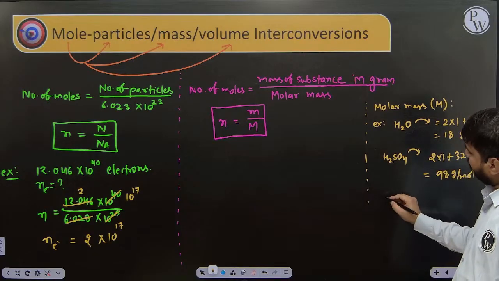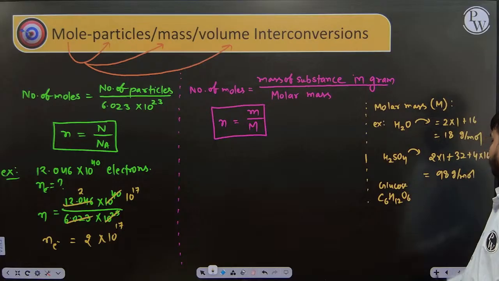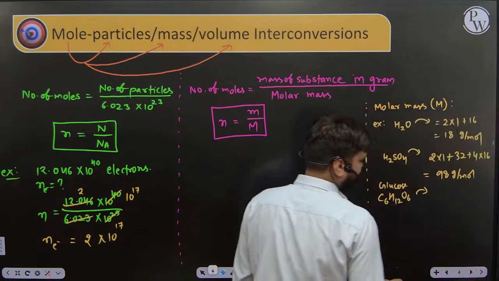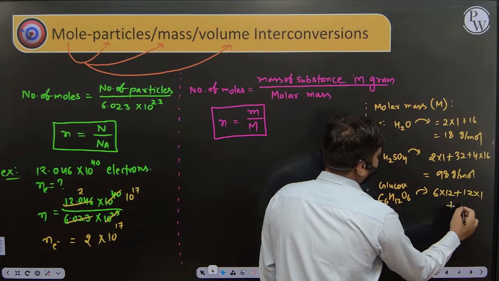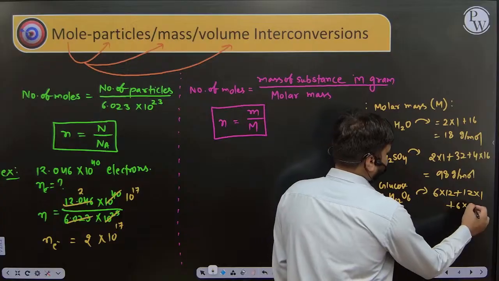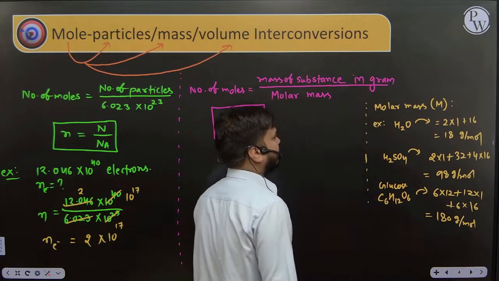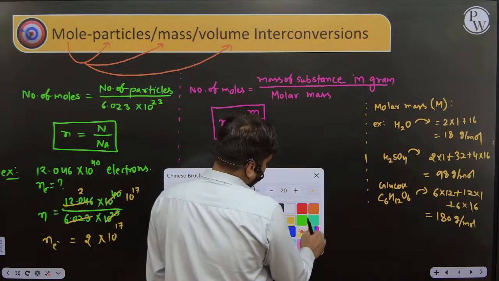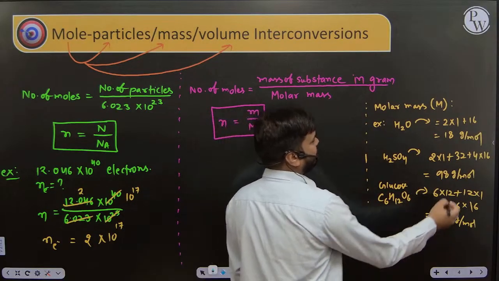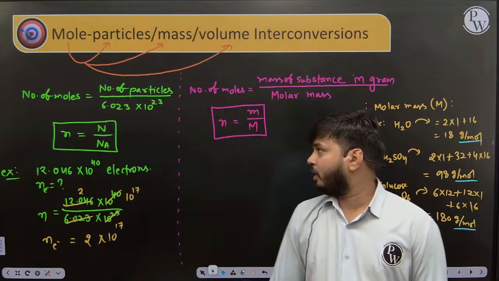Let's talk about glucose, C6H12O6, right? So this is our glucose. If we talk about the molar mass of this particular glucose, you can easily calculate, so you can multiply the things, 6 into 12 plus 12 into 1 plus 6 into 16, right? So from here we will be getting 180 gram per mole. Okay, so this is how we calculate the molar mass. The unit of the molar mass, you can see in all the answers, is gram per mole. So the unit of molar mass will be equal to gram per mole.